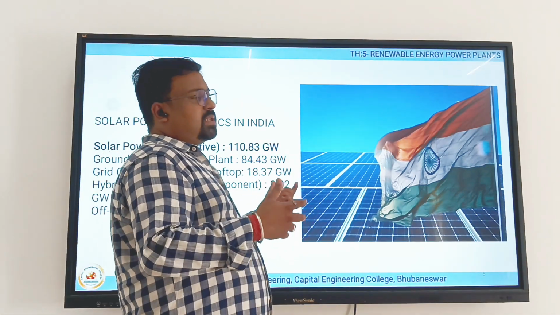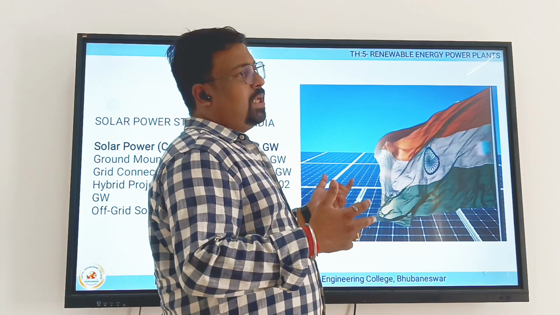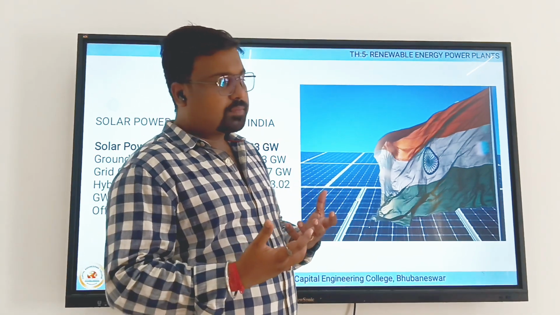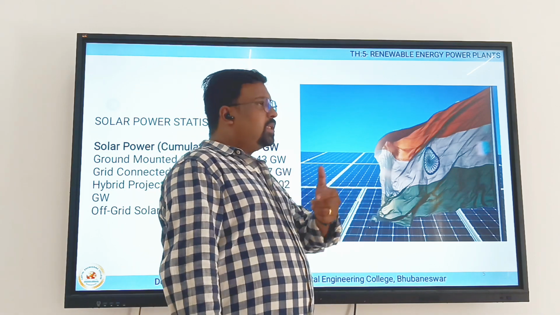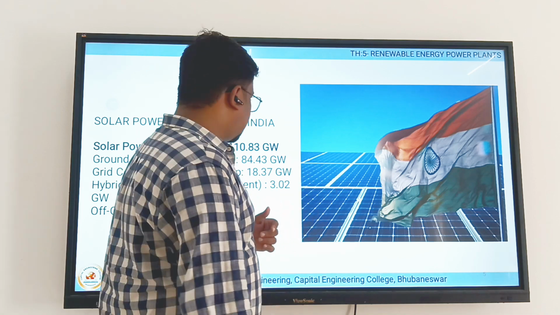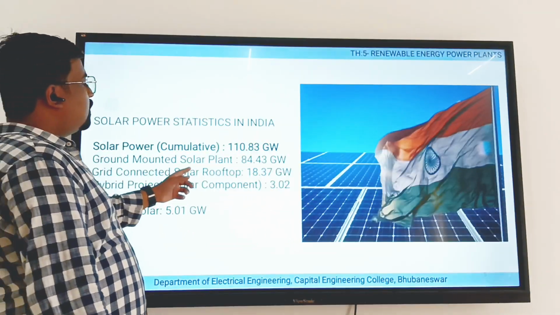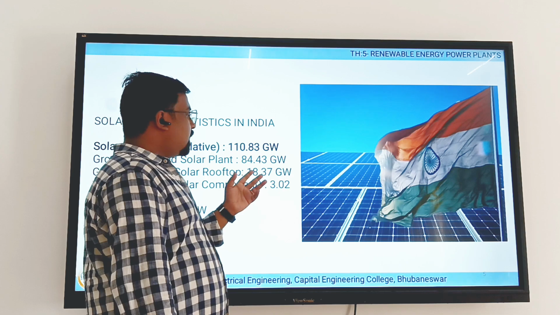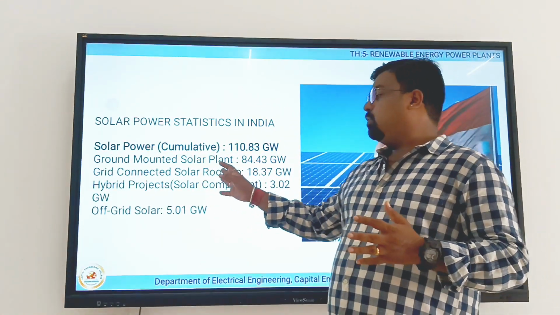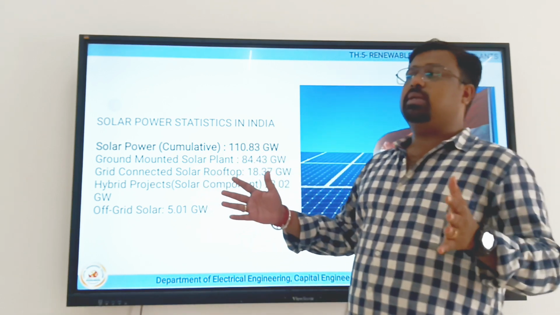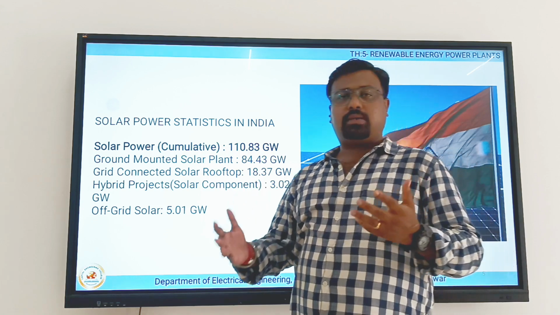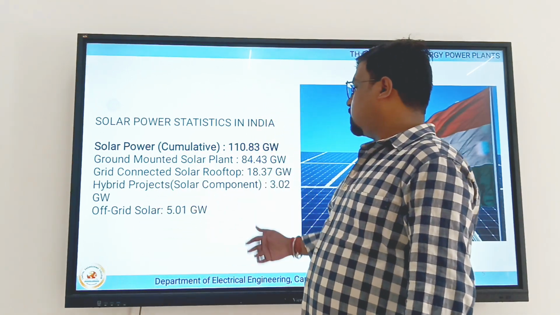And by this we can say that we are utilizing our land resources to integrate solar power into the current power system. Grid connected solar rooftop power, we are getting around 18 gigawatts. Rooftop means the solar panels of the solar system are fitted on the roof of a building, roof of some offices, towers, etc.